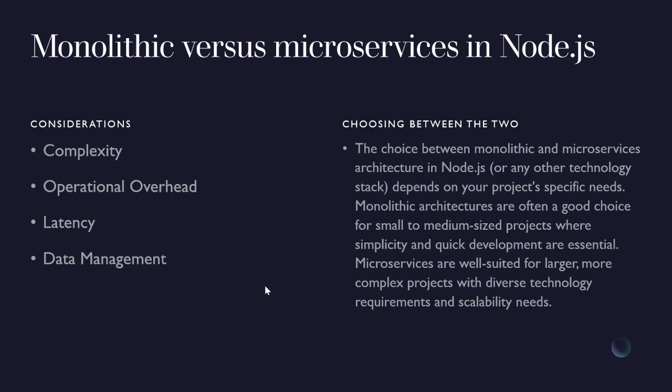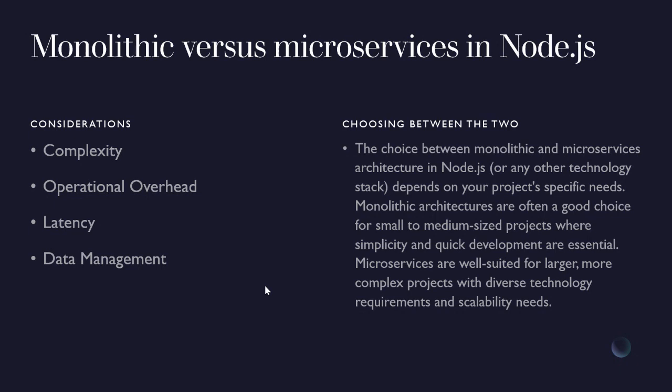Third point is latency. In microservices, inter-service communication can introduce latency compared to direct function calls in a monolithic application. So this is a very important consideration. And the last point is data management. In microservices, managing data consistency and synchronization across multiple services can be more complex than in a monolithic database. So when you have to choose between these two, in simple words, the choice between monolithic and microservice architecture in Node.js or any other technology stack depends on your project's specific needs.